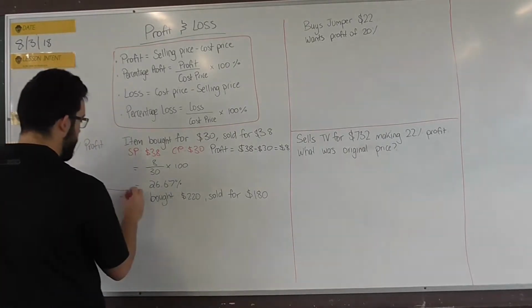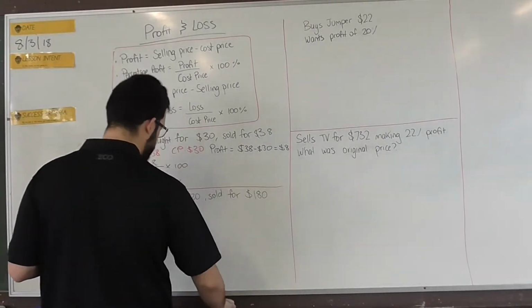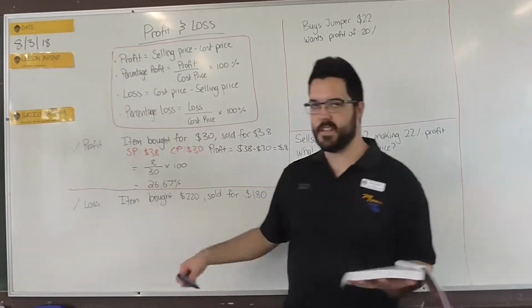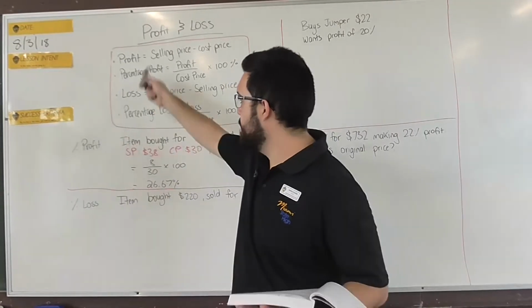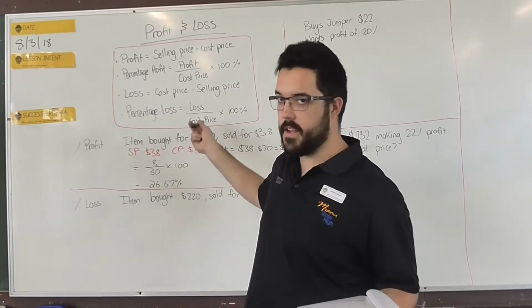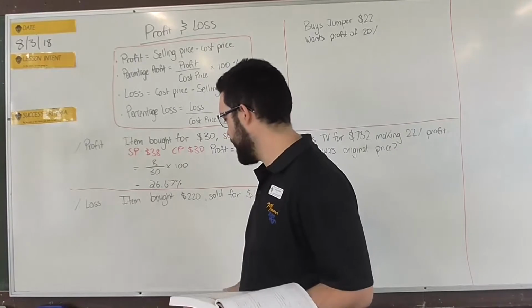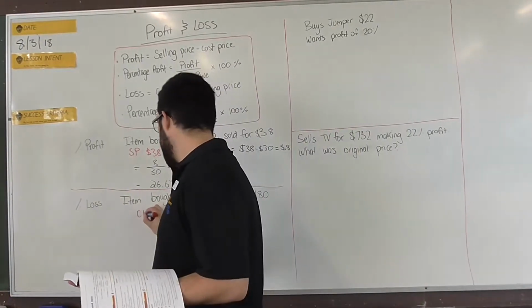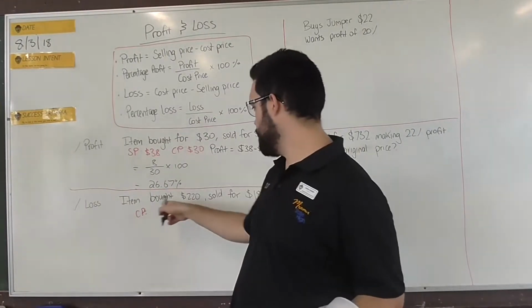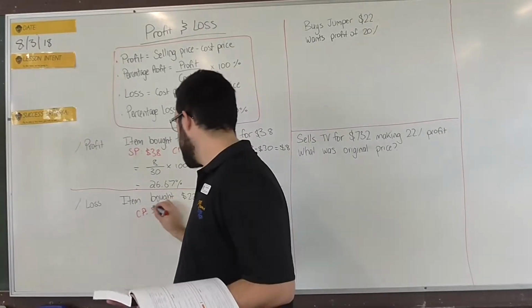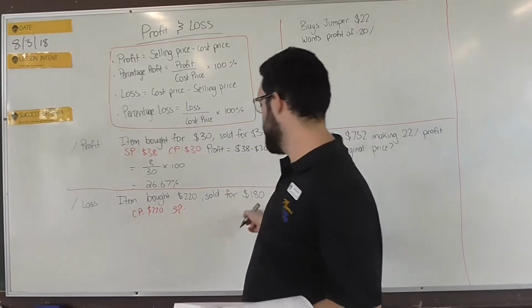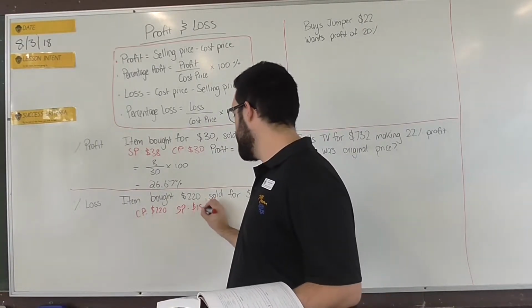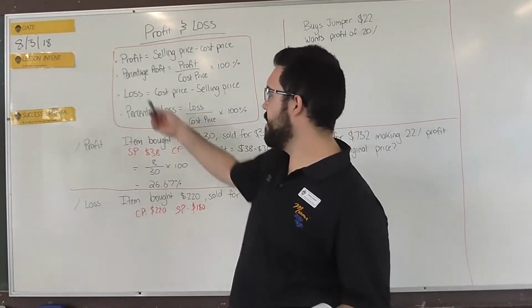Now, percentage loss here is pretty similar. So we're finding percentage loss. What do we need? We need loss and we need the cost price. So let's write out all that stuff again. Let's say our cost price is, we bought it for $220. Our selling price, we sold it for $180. Alright? We need to find what our loss is.